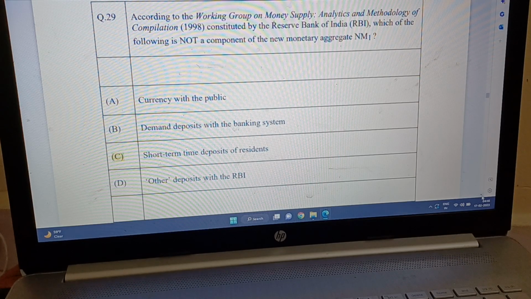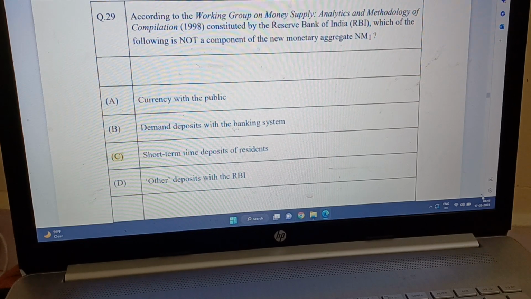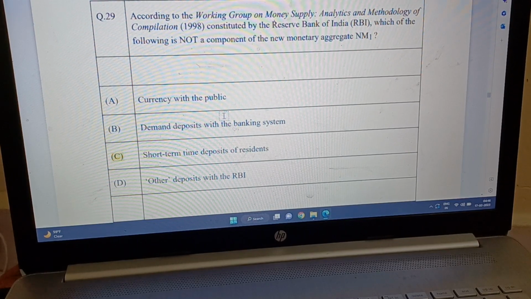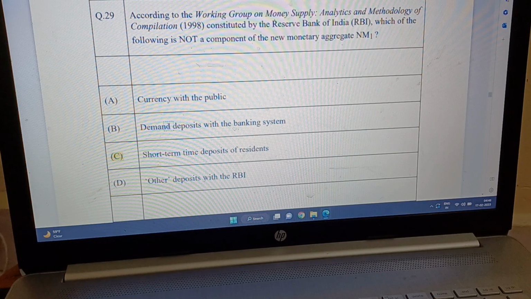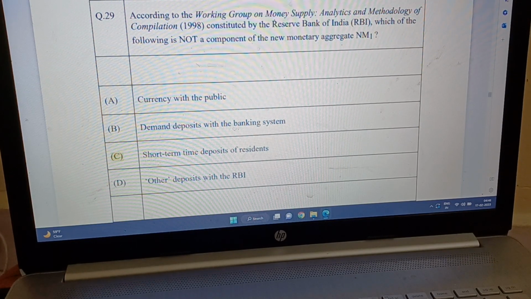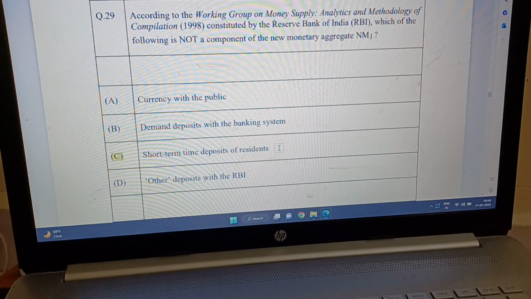So narrow money consists of currency with the public, that's fine. Second is demand deposit with the banking system, yes. This one also is part of highly liquid money, so it is part of M1. And short-term time deposits of residents.